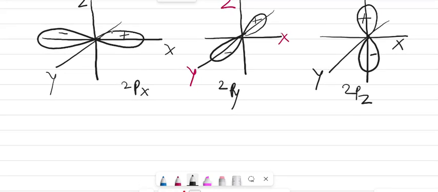Here the function is changing sign from plus to minus, and this point is called a node. This is a node, this is a node, and here it is a node. Here the probability density is zero, meaning the probability of finding the electron is zero at this point and this point. So these are called nodes.